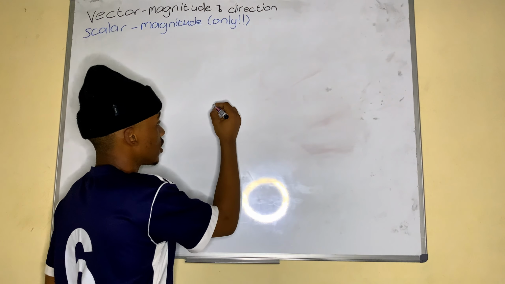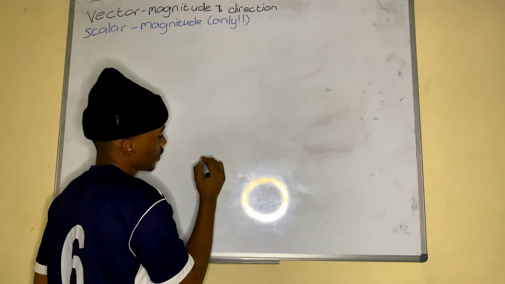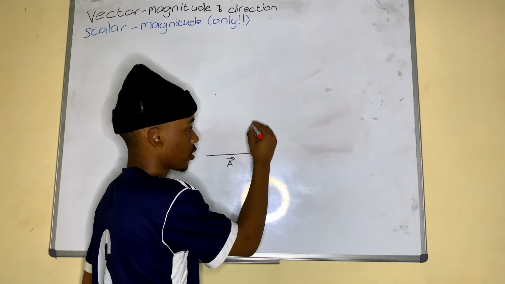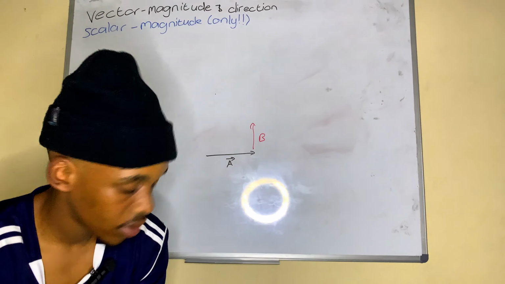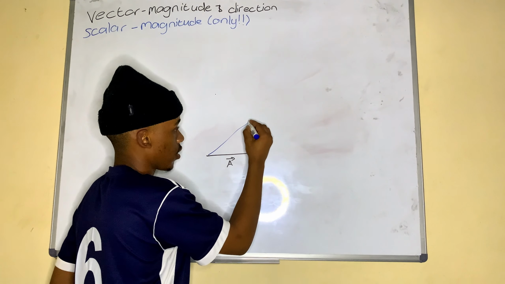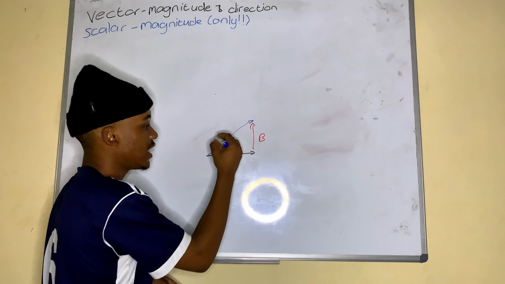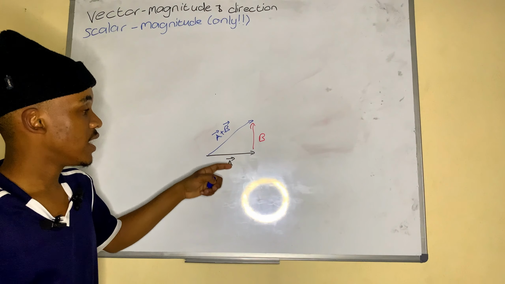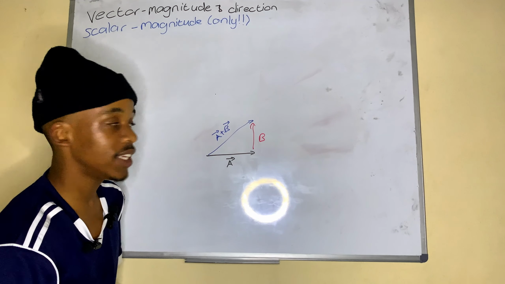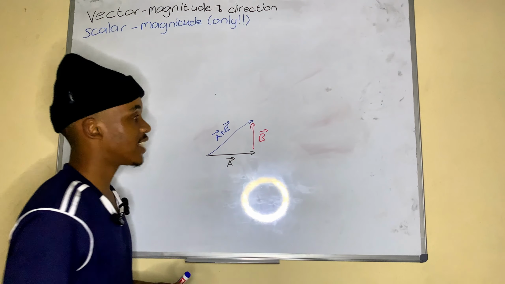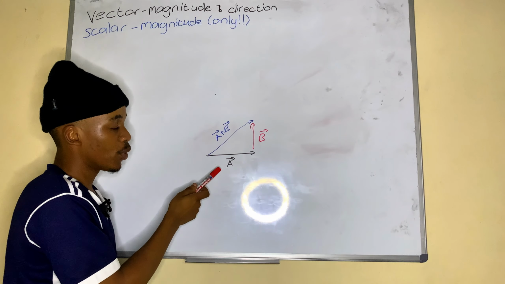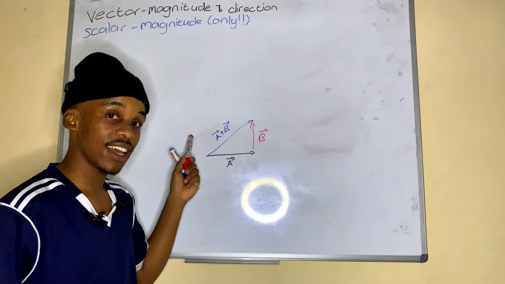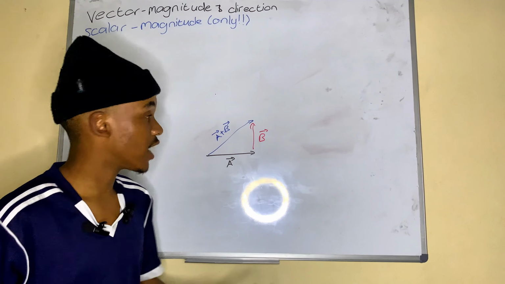To illustrate this, if we've got vector A and vector B, the resultant vector, which is a combination of vector A and vector B, lies in a direction that is different from both vector A and vector B. So the resultant vector is also a vector, and it has its own direction as well as its own magnitude.